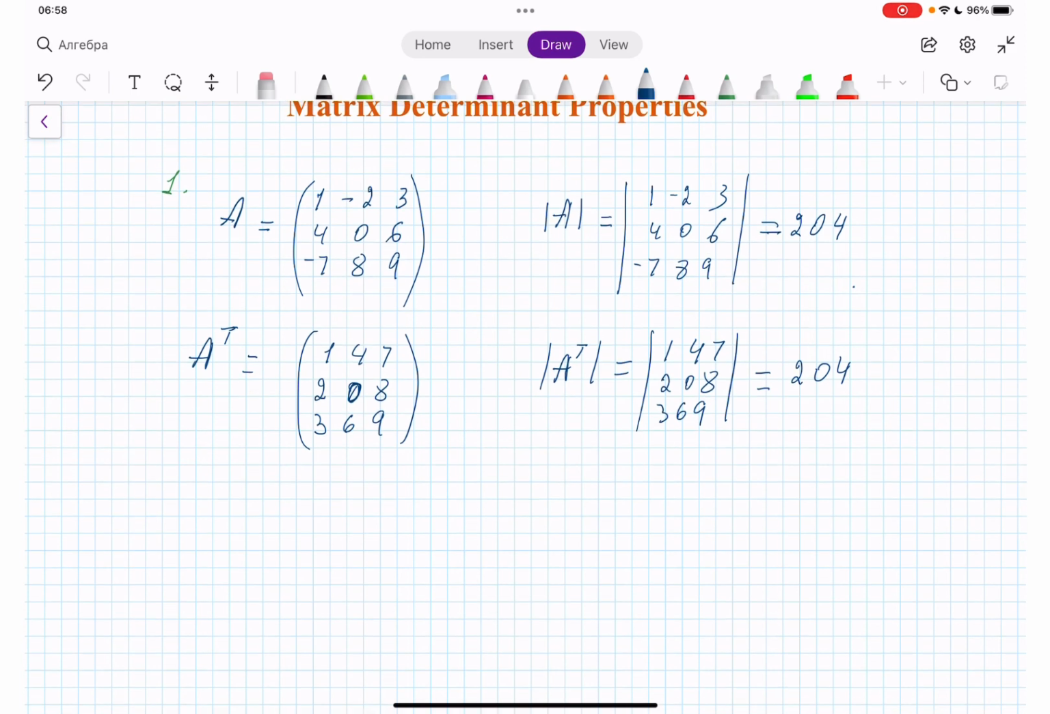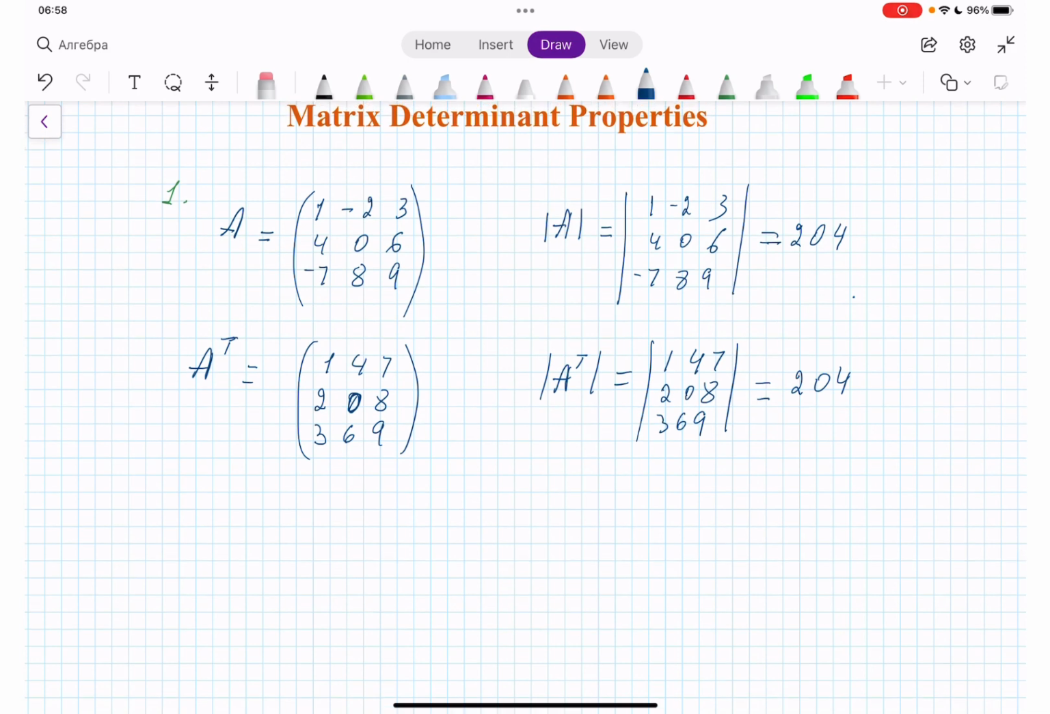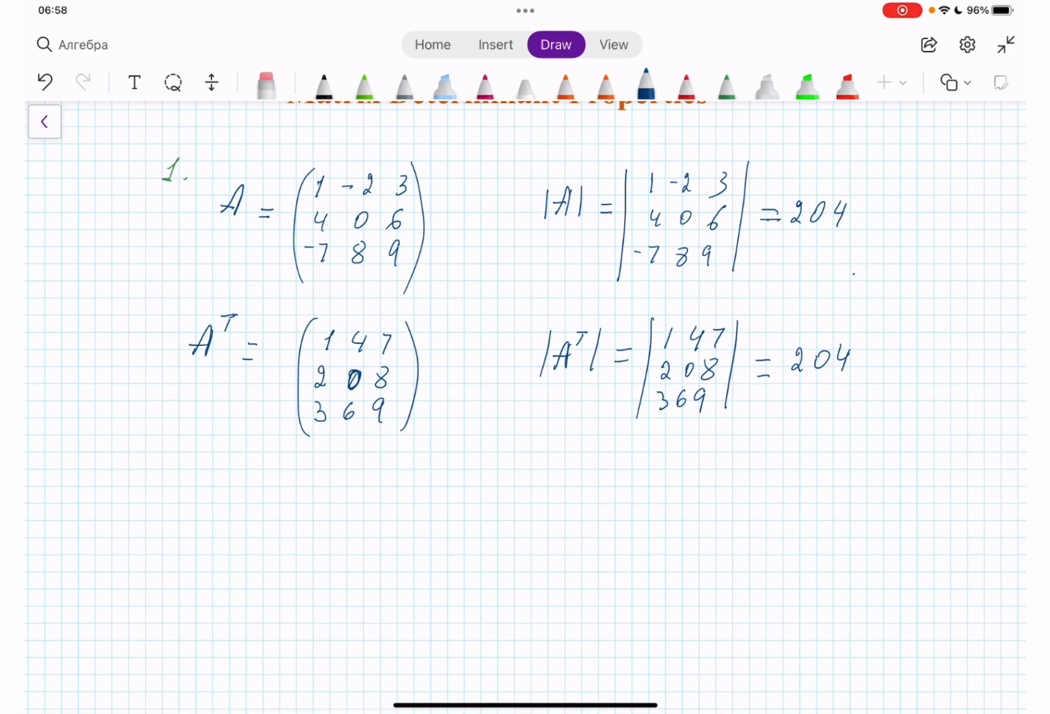As a result of transposition, the first row became the first column, the second row became the second column, and the third row became the third column. Rows became columns and the result did not change, from which follows an important fact: the rows and columns of a determinant are equal. In other words, if some property is true for a row, then the same property is true for a column. It's very important to know.